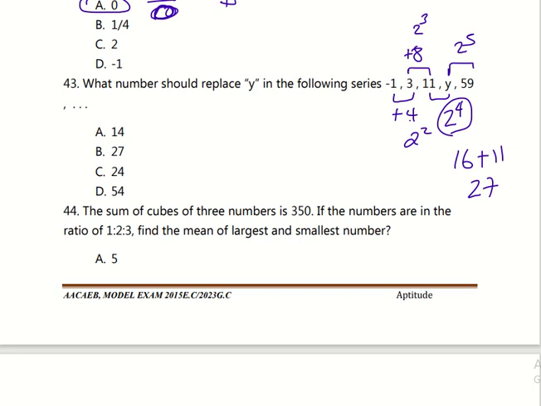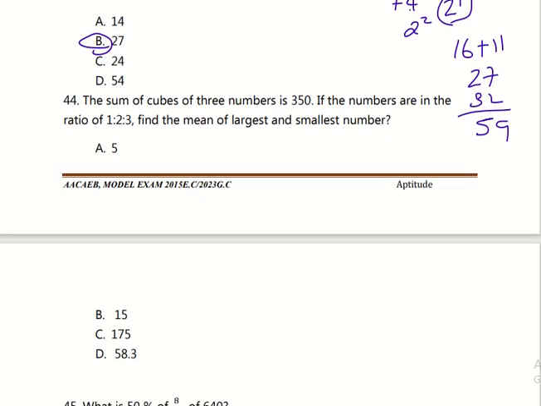Okay, if y is 27, what must be added, 2 to the power of 5? That is 32. Let us check. When you add 32, will it give us 59? Yes, that means our pattern is correct, so the answer should be 27.